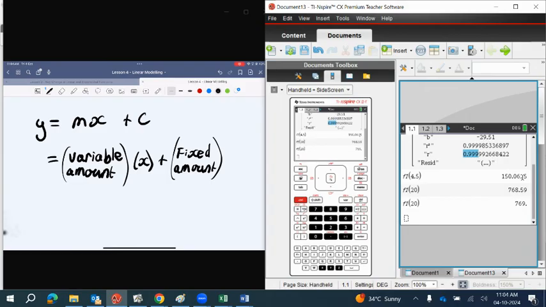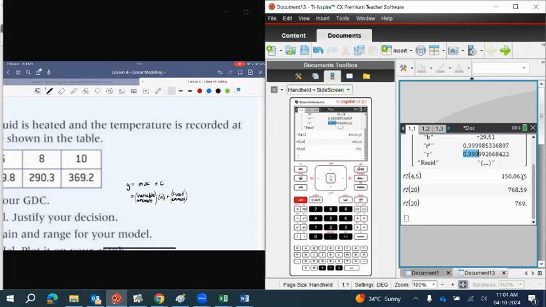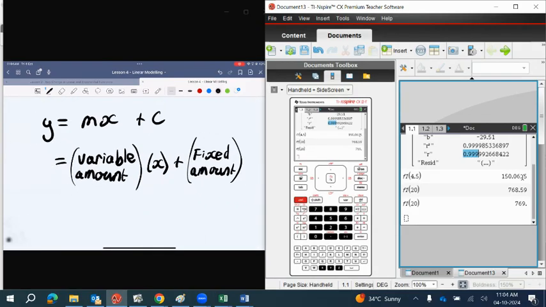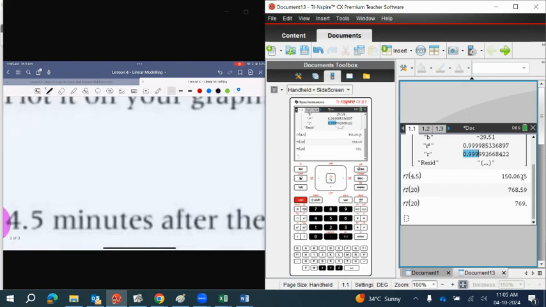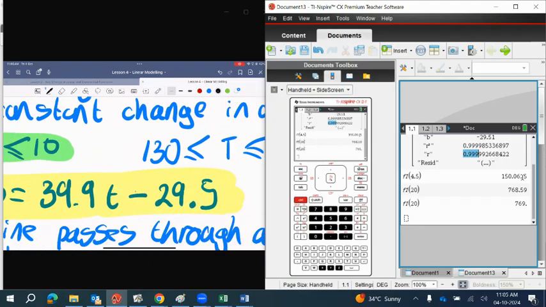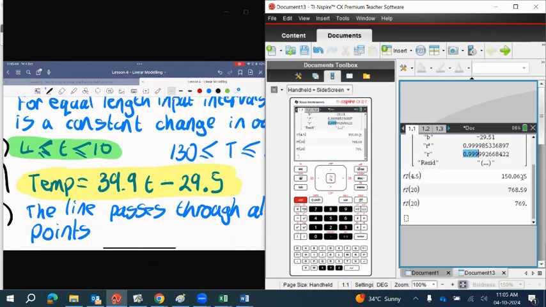A variable amount is something that's changing for every x. In that case, this is time in minutes. So our variable amount is how much is changed. Our fixed amount is something that doesn't change. It's always the same. So in this case, when we've got this model here, the fixed amount is minus 29.5. Can anyone interpret what that means?